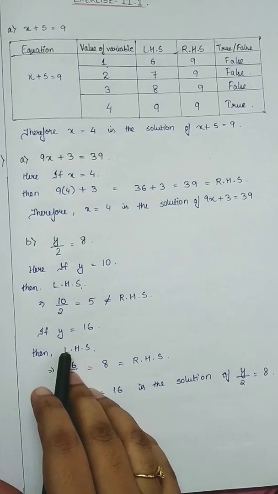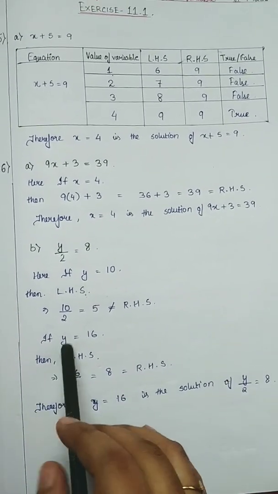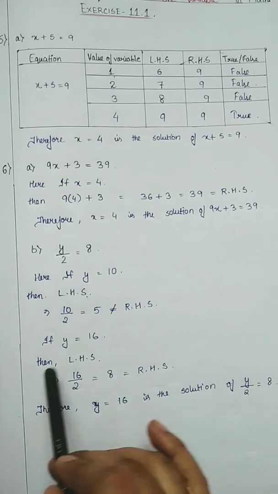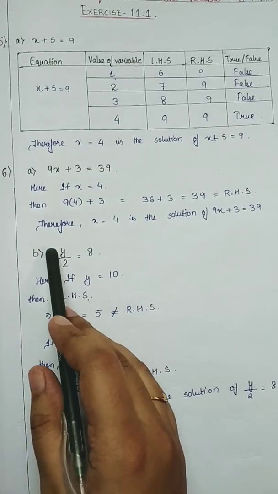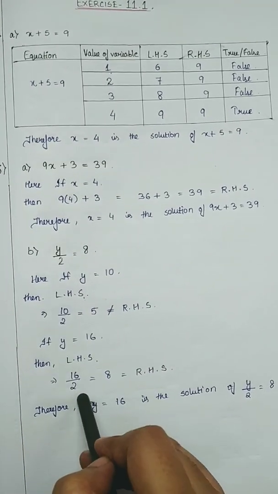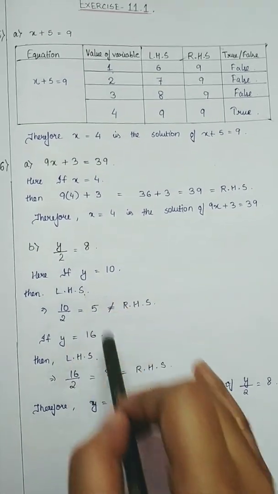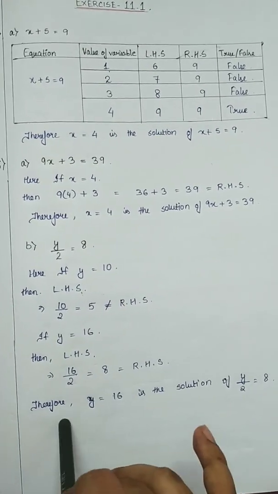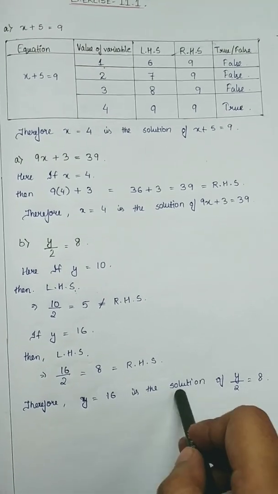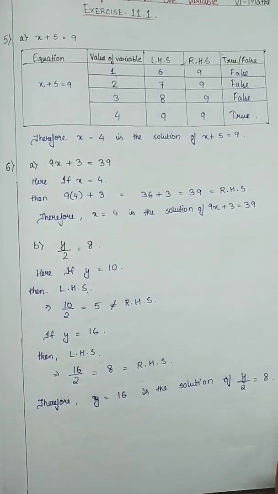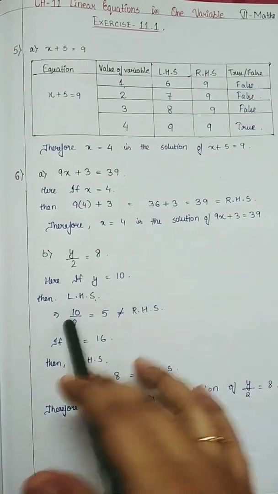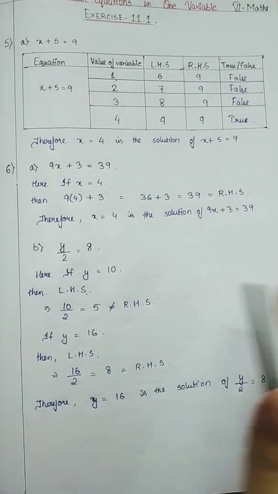Then let's put the value of the second option, that is y = 16. Again in the left hand side we'll put y = 16. 16 divided by 2: 2 1s are 2, 2 8s are 16. So here again you have got the same value as the right hand side. So we'll write y = 16. It is the solution of y/2 = 8. Okay, all other parts of these questions will be done like this only.